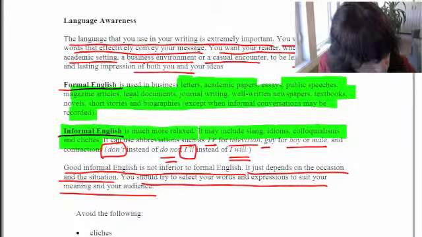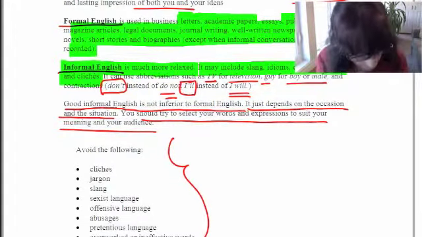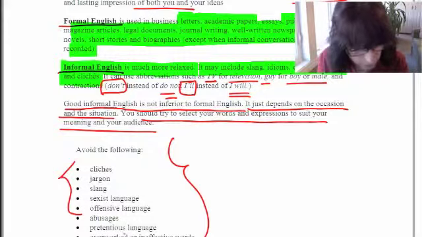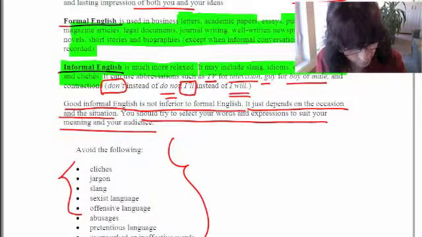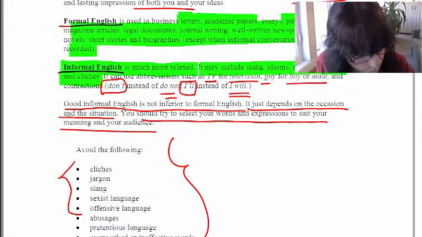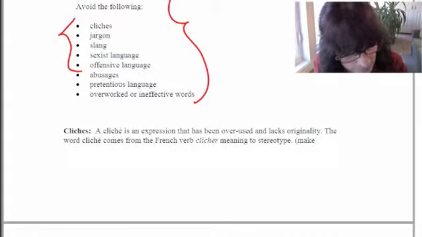And the first part, because there is a lot to discuss, is going to look at the following: clichés, jargon, slang, sexist language, and offensive language. And then I'll continue in a second video with the final three: abusages, pretentious language, and overworked or ineffective words. So there's a lot to learn to help you with improving your writing, your language skills, the way you express yourself. So let's look at the first one, which is called clichés.